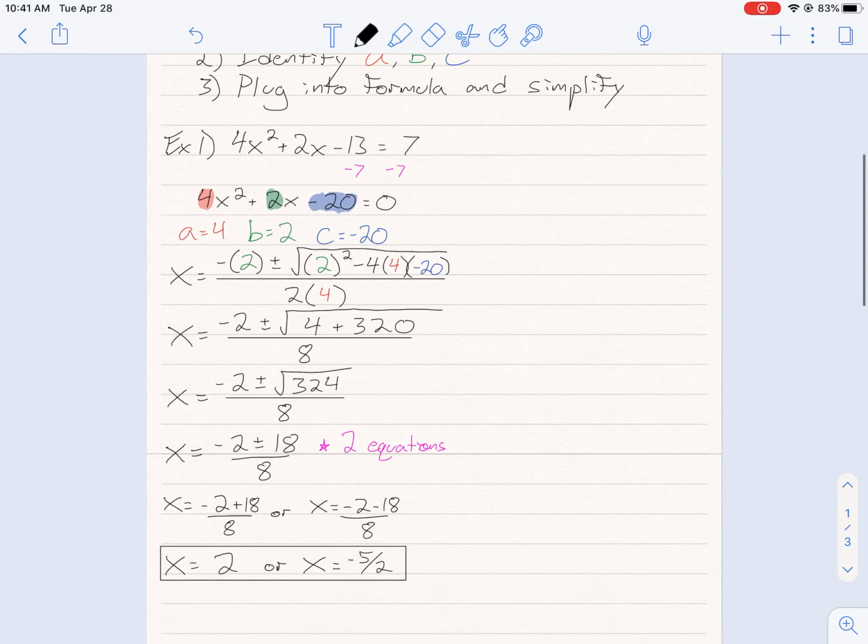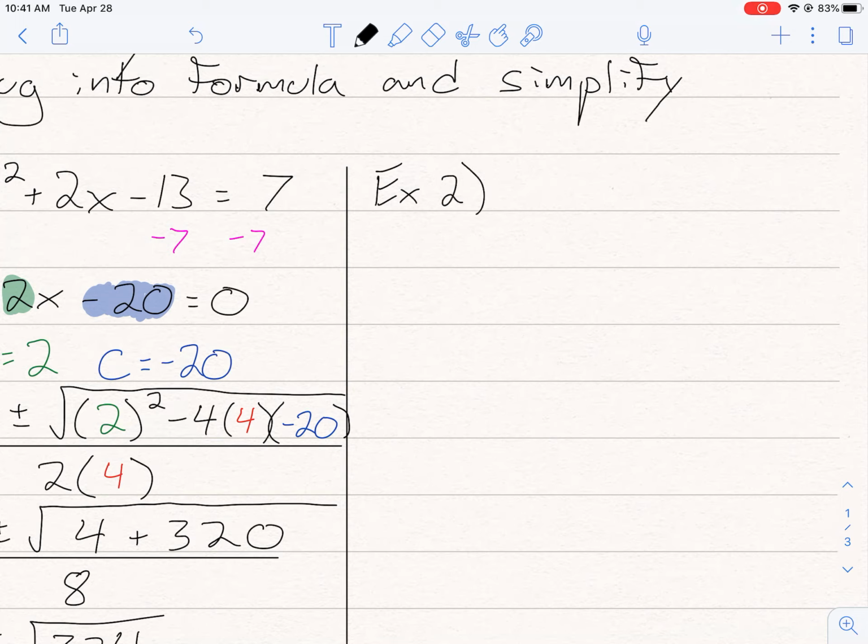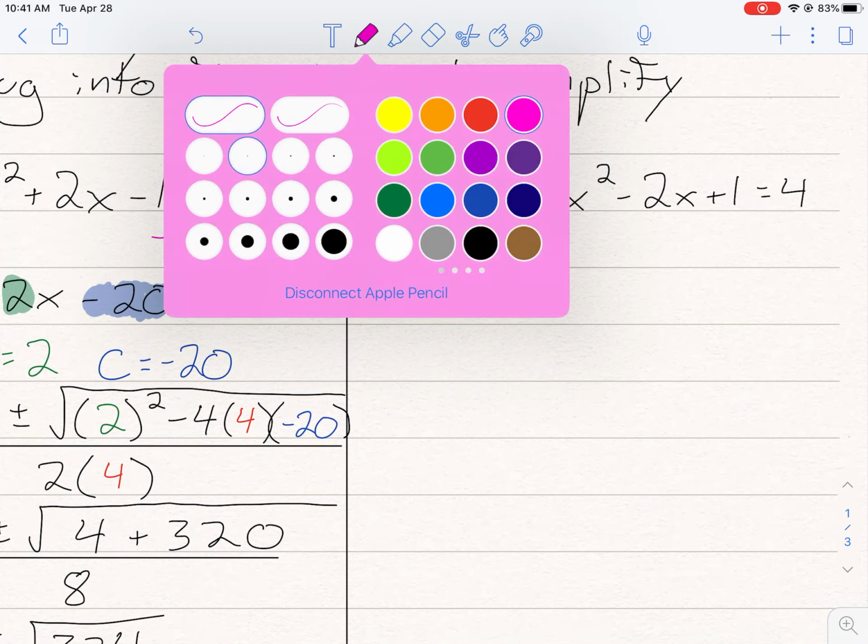Let me show you another example here, and this one will not have rational answers coming in at the end, but it'll still be something very similar to what we're looking at here. So let's do example 2 here. Say I give you 3x squared minus 2x plus 1 is equal to 4.